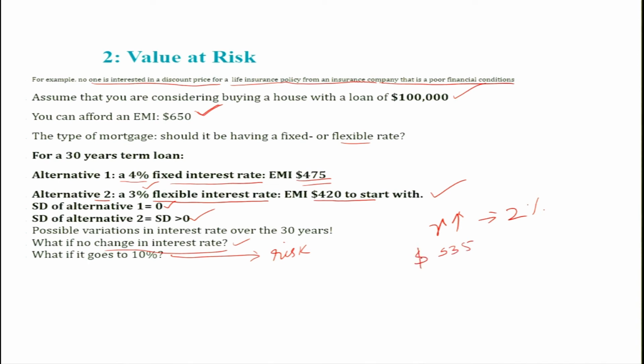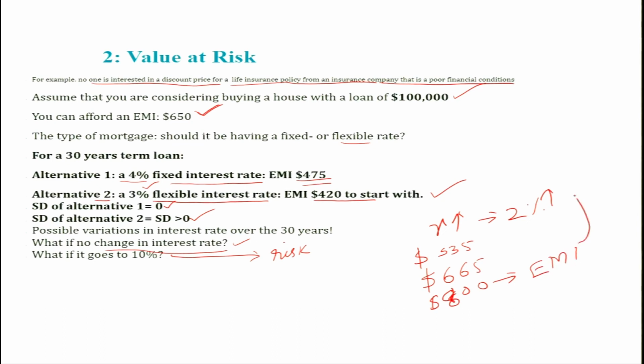If the rate of interest is not 3% but 5%, it is going to be 535. In the second year, if it goes further, you are going to pay 665, and in the third year you are going to pay 800. It keeps on increasing. So with a 2% increase in the rate of interest per annum, when we opt for a flexible rate, the EMI is going to become 800 in the third year.